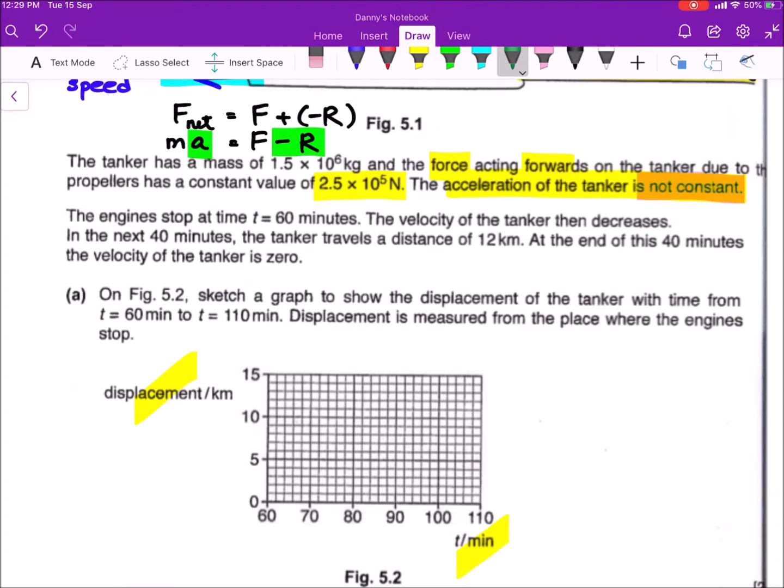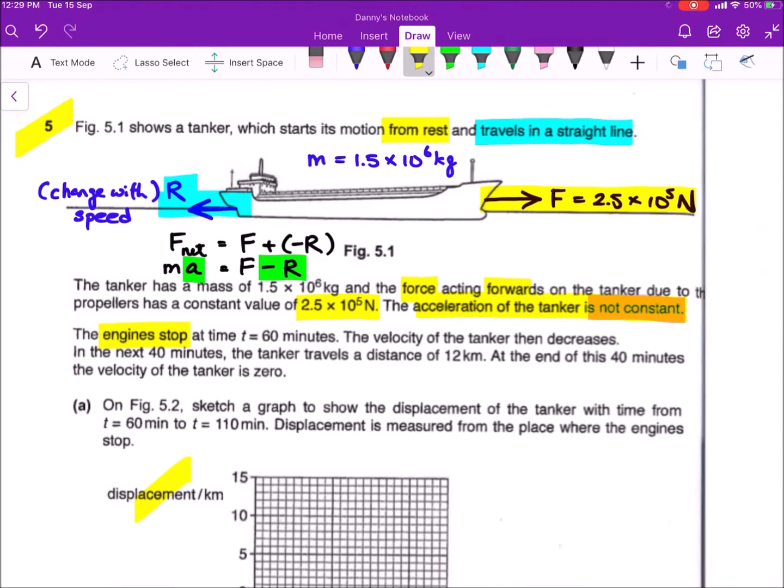Okay, now we look at the second paragraph. The second paragraph basically tells you the motion of this tanker ship. So down here it says that the engine stopped. So the implication of this is that this particular force will no longer be there, but because the tanker is already moving, there will be still resistive force acting on the tanker. So it means that this resistive force will definitely slow down the tanker. So as you can see here, the velocity of the tanker decreases. That is because the drag forces are still acting on the tanker.